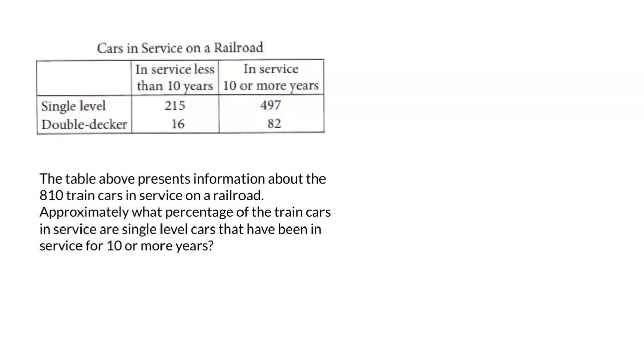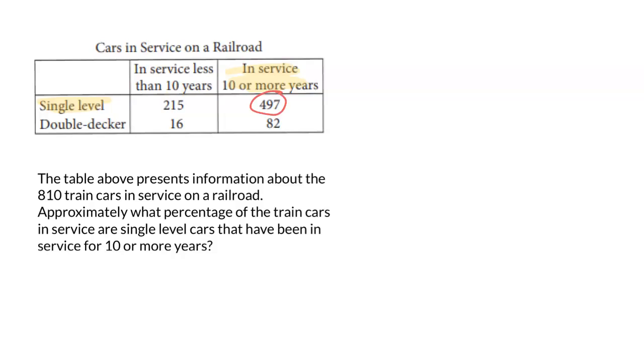And so if you take a look at this table, we have the difference between single level and double decker buses, and we have a difference in service less than 10 years or service 10 years or more. And so what we want in this particular question is to get the single level train cars with service of 10 or more years. And so the number that corresponds to that would be the 497 here.